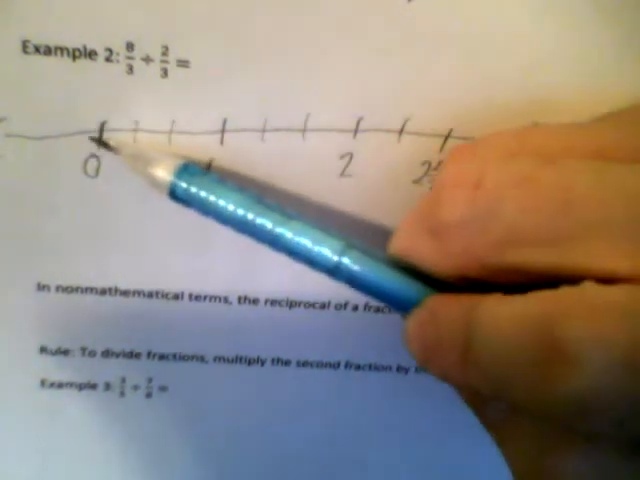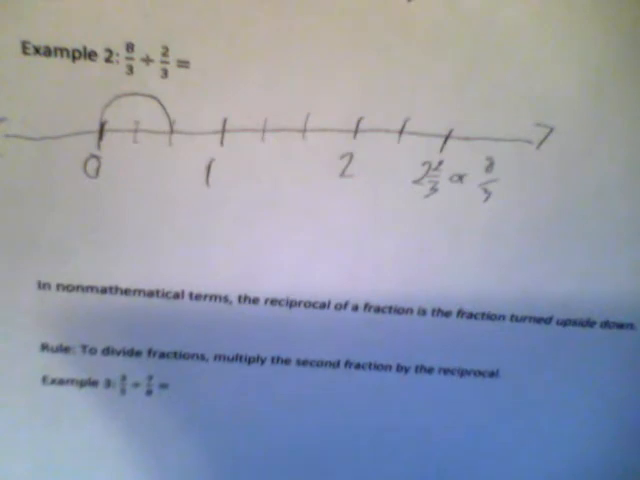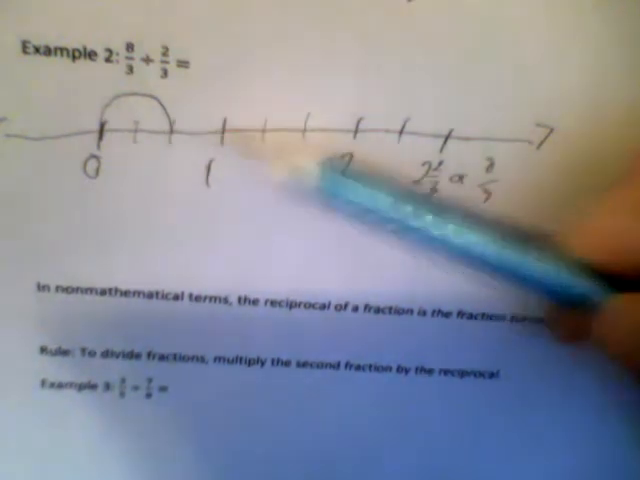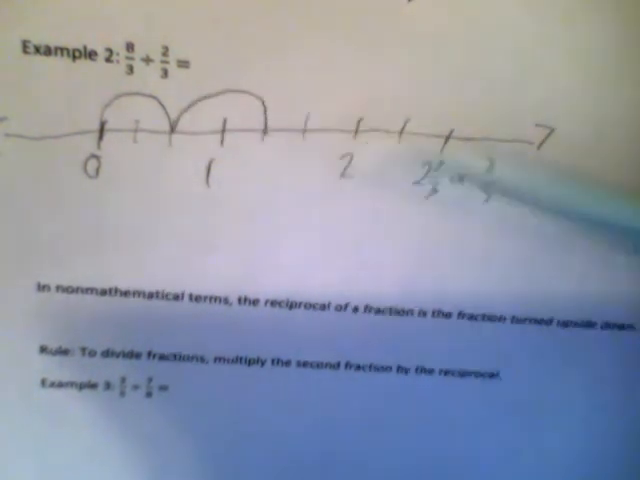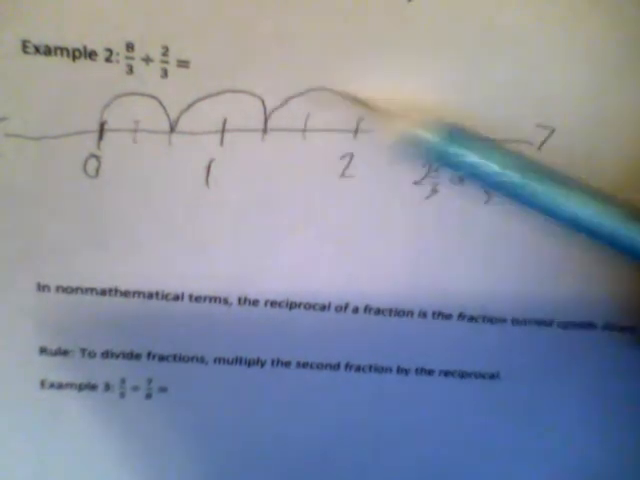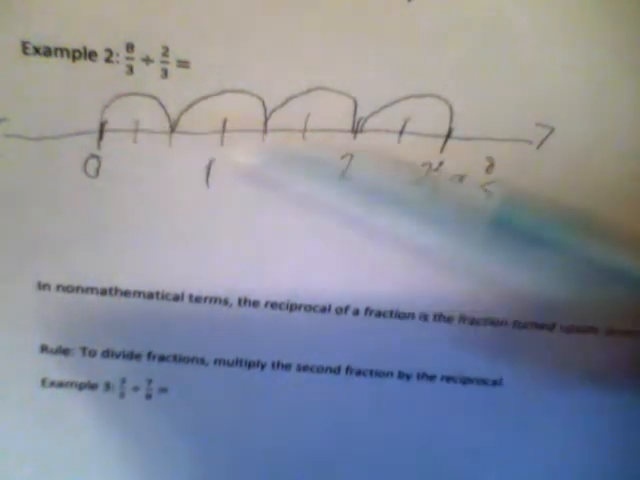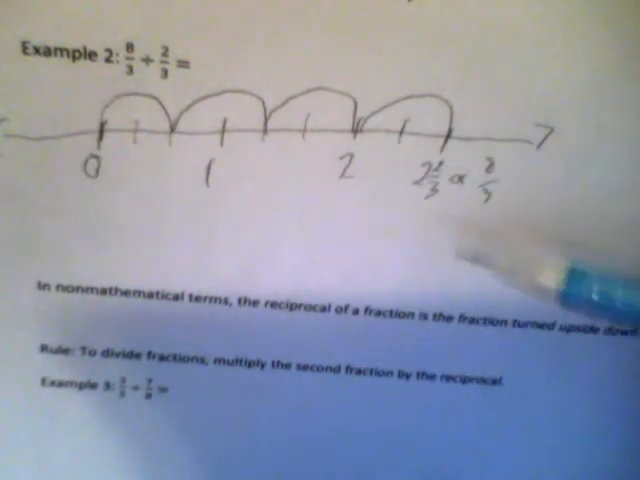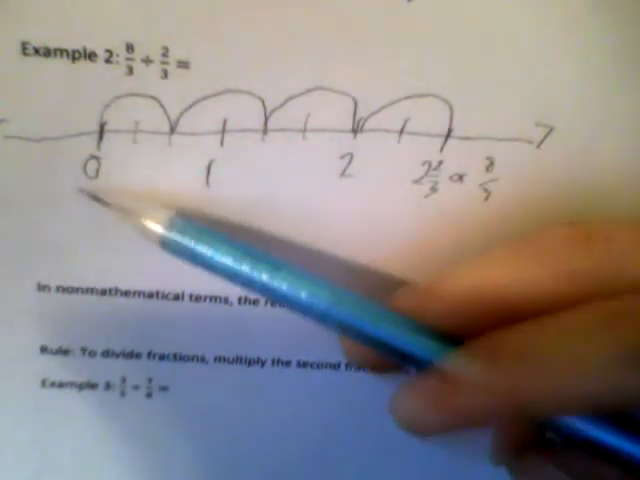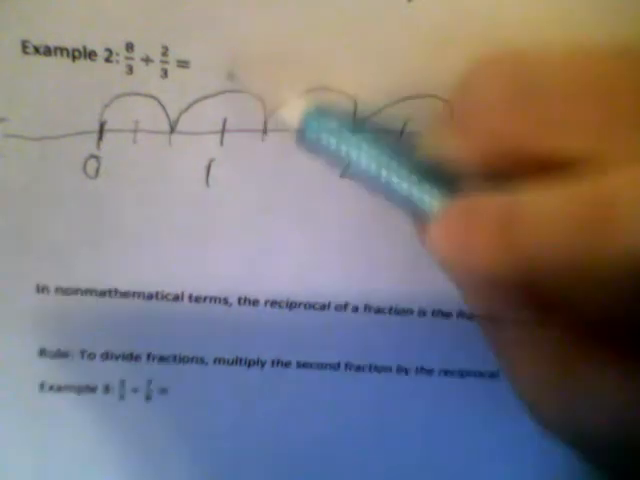If each jump is 2/3, so 1, 2, this is my first jump. My second jump is another 2/3, 1, 2, so this is my second jump. My third jump is another 2/3, so this is my third and 4. So it takes me 4 jumps, if each jump is 2/3, in order to get from 0 to 8/3. In other words, 2/3 goes into 8/3 4 times. See?